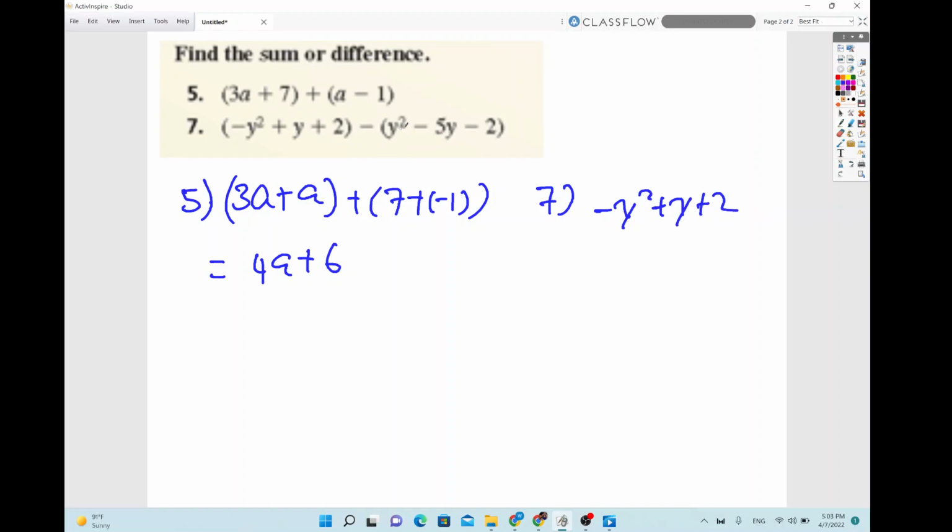And then without the parentheses for the next group here, I just want to distribute the negative 1. If you don't see a number right in front of the open parentheses, it's either positive 1 or negative 1. With the minus, that would be negative 1. So negative 1 times y squared is negative y squared. Negative 1 times negative 5y is positive 5y. And then negative 1 times negative 2 is positive 2. So what we found here, negative 1y squared minus 1y squared, that would be negative 2y squared. And then 1y plus 5y is 6y. 2 plus 2 is 4. So it's a quadratic trinomial.